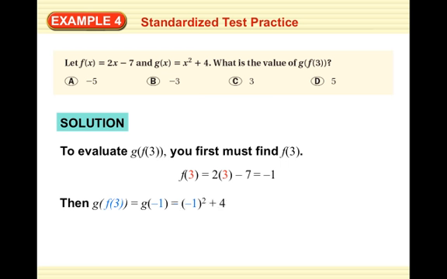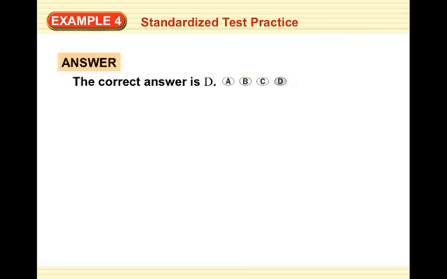So we're going to have negative 1, the whole thing squared, plus 4. So that's 1 plus 4, which is 5. So the value of g of f of 3 is 5. So that makes the correct answer D.